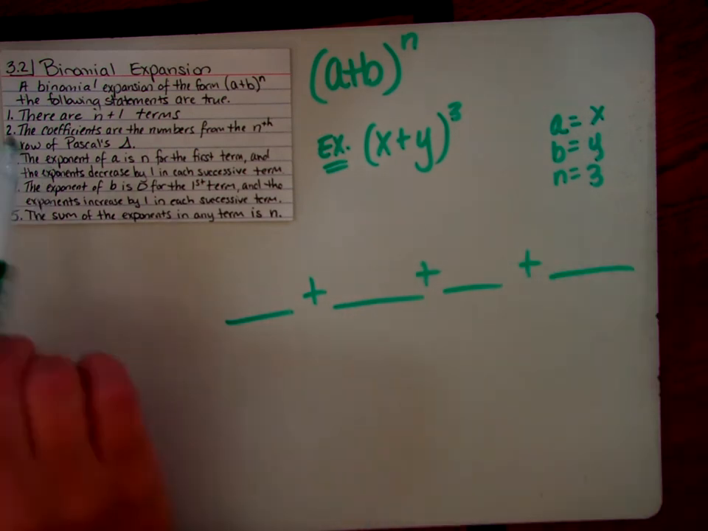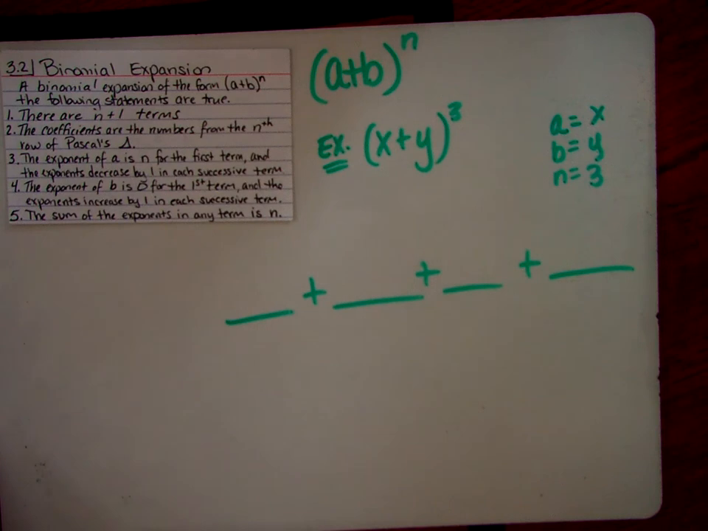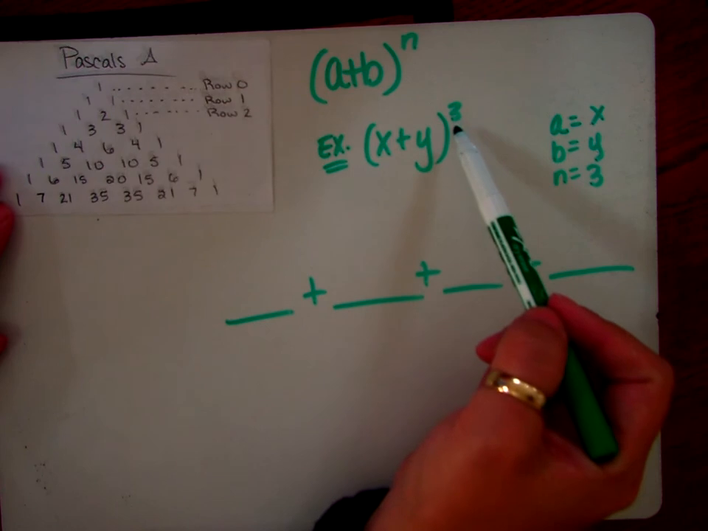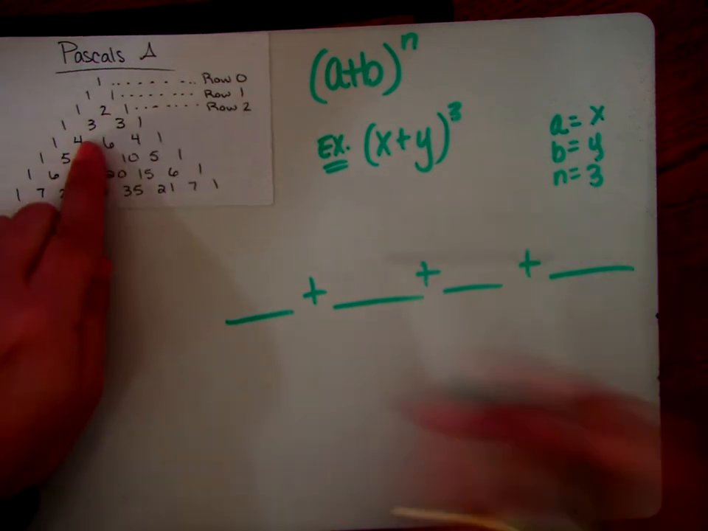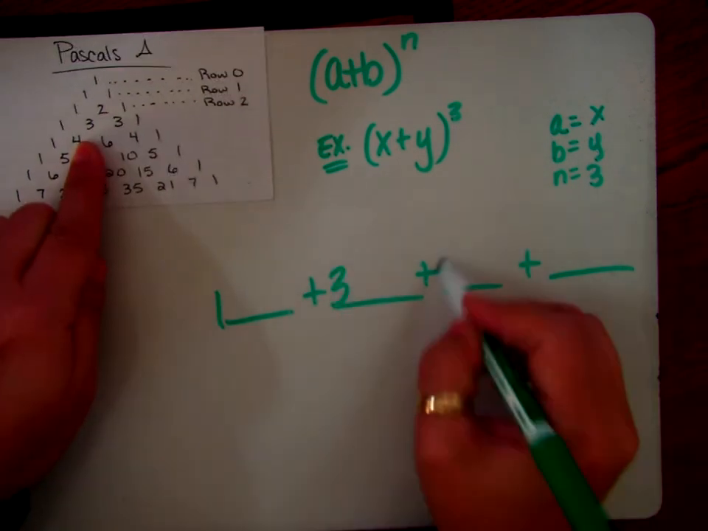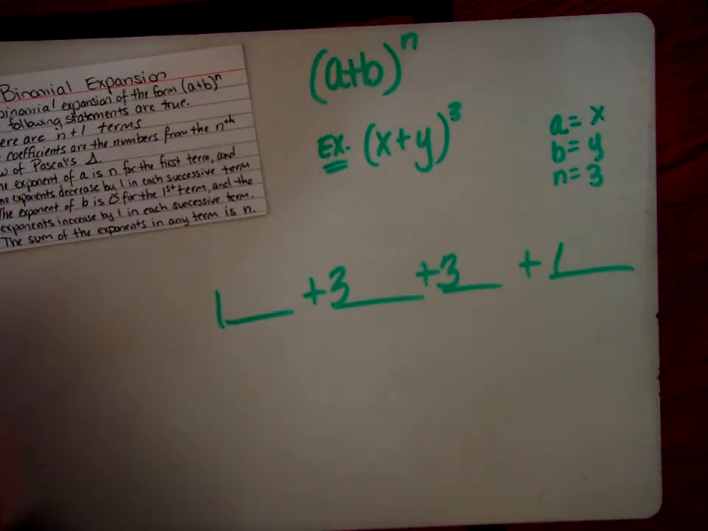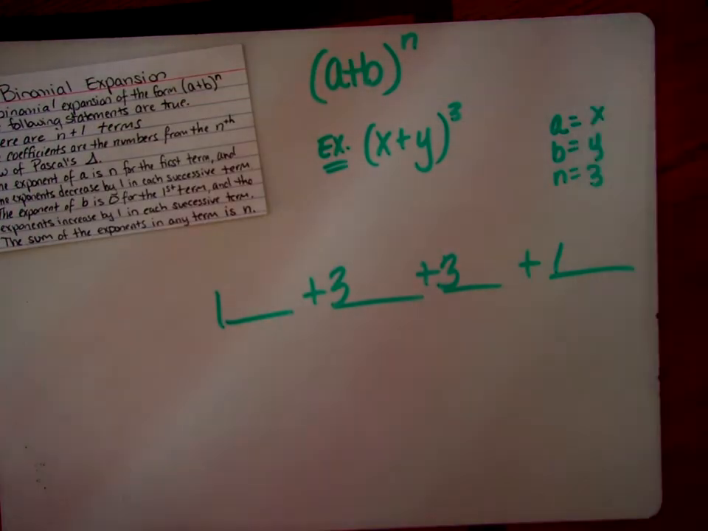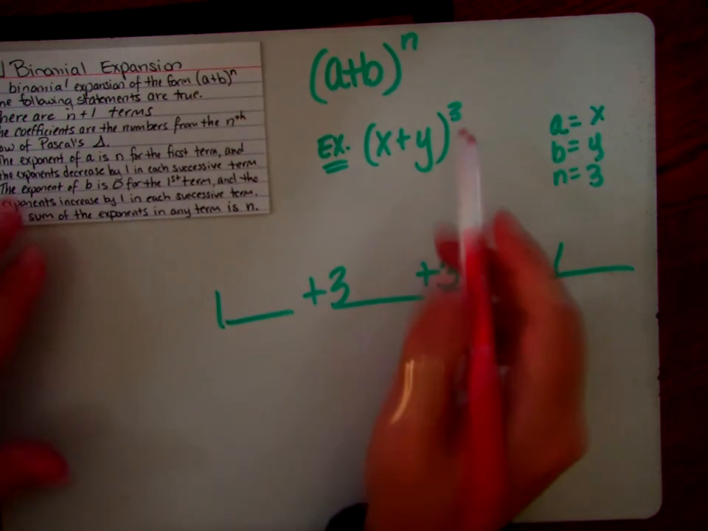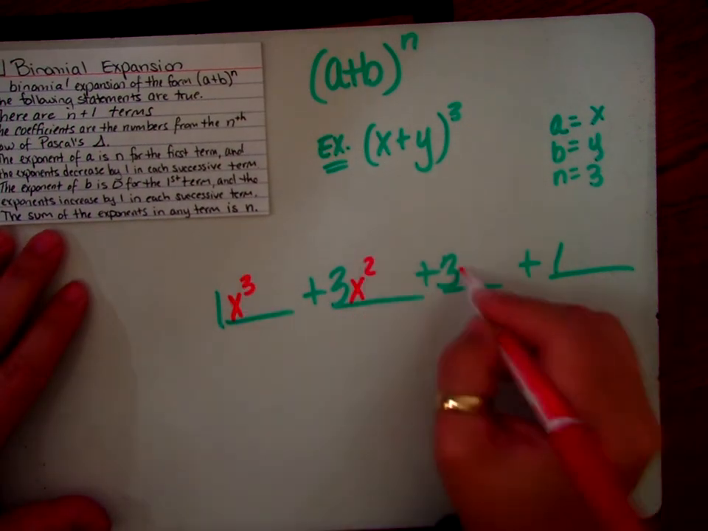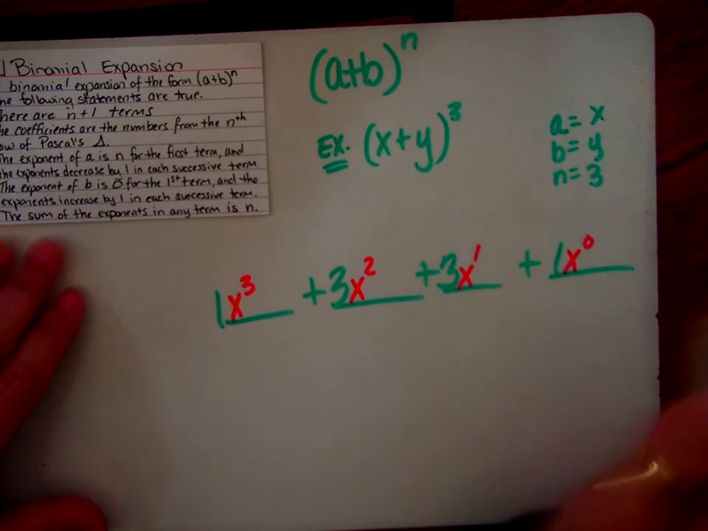The second step is the coefficients are the numbers from the nth row, okay? So if I flip this over and I go to the third row, I see a 1, a 3, a 3, and a 1. Okay? My next step is to take a, which is x, and it starts with n, and it decreases by 1. So x cubed, x squared, x to the first, x to the 0 power.